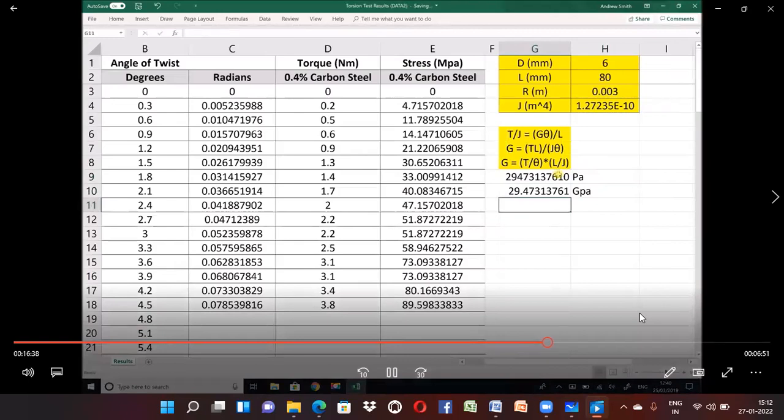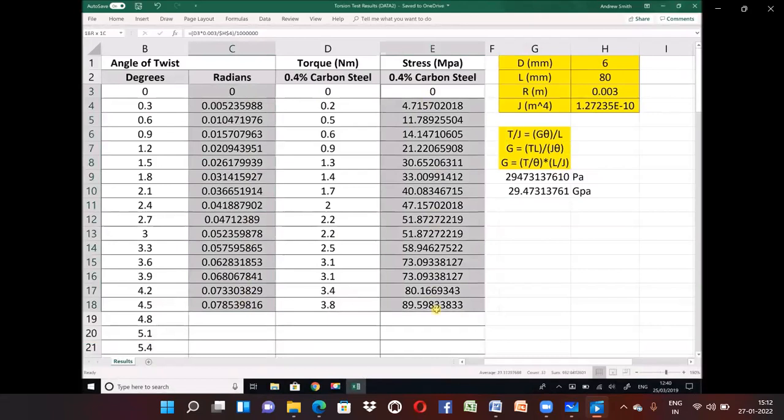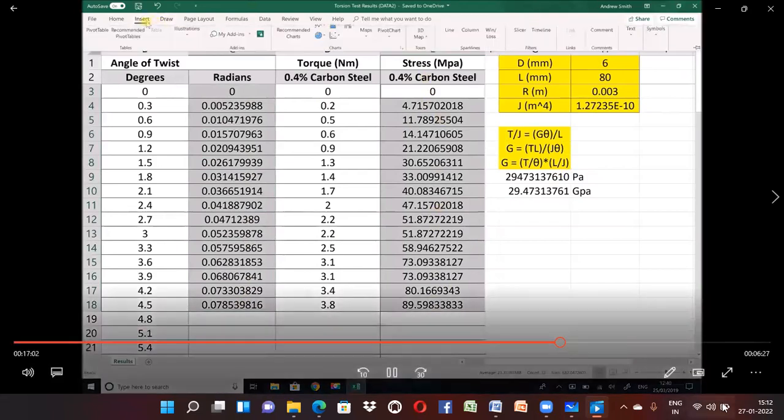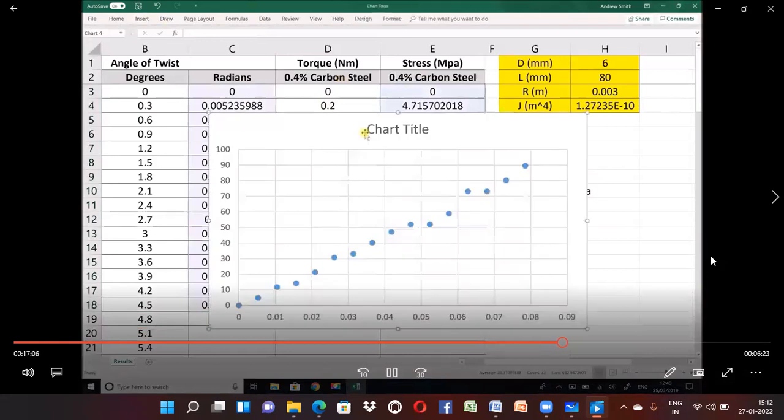So it's quite a complicated process, but we're going to repeat it, except this time we're going to use the angle of twist in radians and the stress in megapascals, just to see how that process differs. So we're going to create a new graph, angle of twist in radians against stress in megapascals, and we're only using the data for the elastic region, so already that makes things a little bit more straightforward. We do insert, and we get our scatter graph.